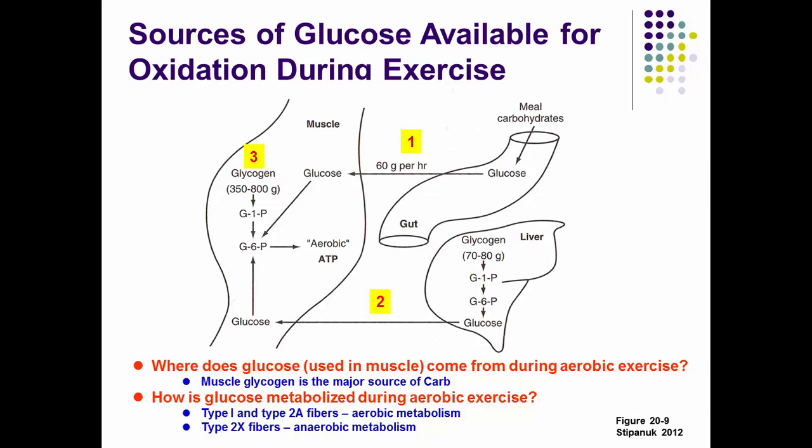And what about in type 2X fibers? Although this is anaerobic metabolism and does not belong to this category, I just want to remind you that in type 2 fibers, glucose only goes through partial oxidation, anaerobic metabolism, so anaerobic glycolysis.